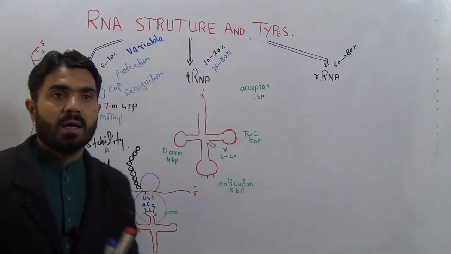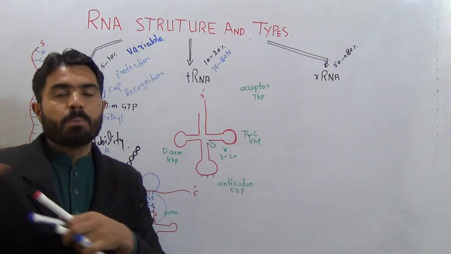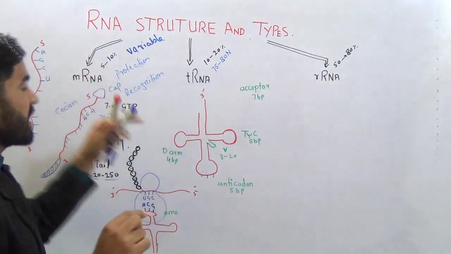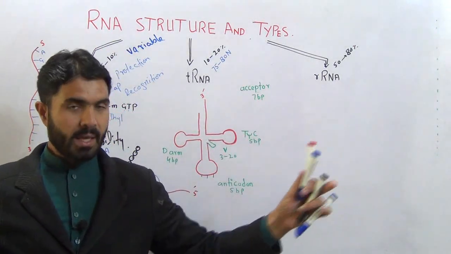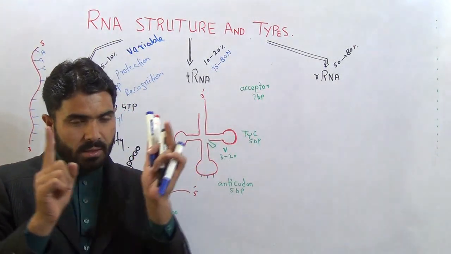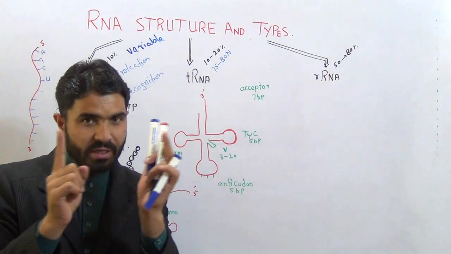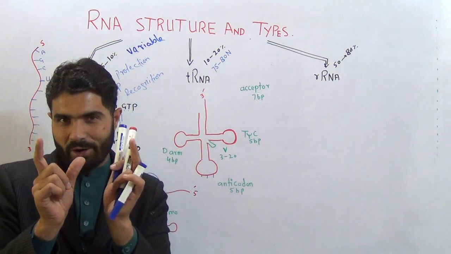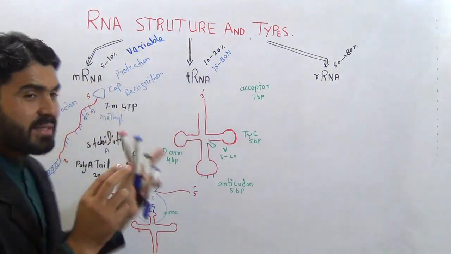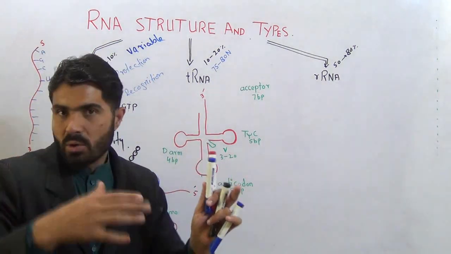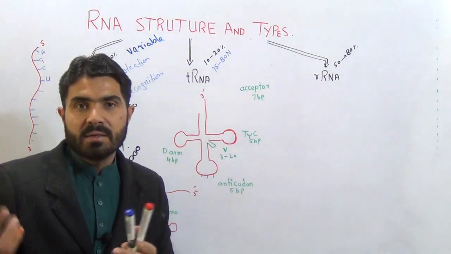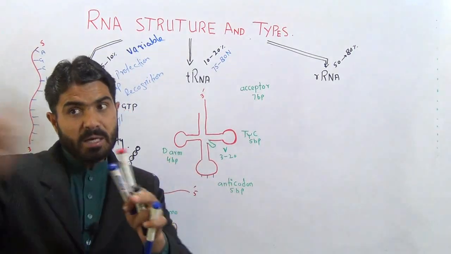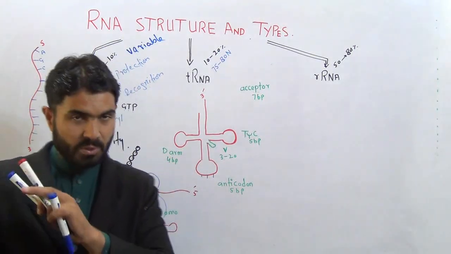Variable means depend upon the protein. If you want a long chain protein, the messenger RNA will be of longer length, and if you want a shorter chain protein, then the length of the messenger RNA will also be short. So the messenger RNA length is variable. It may contain 10 nucleotides, 20 nucleotides, 100, 300 nucleotides, depending upon the protein.